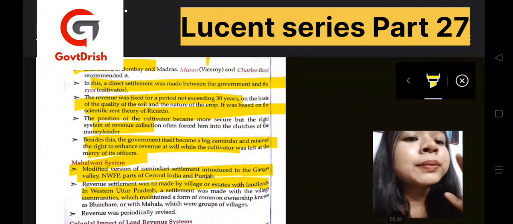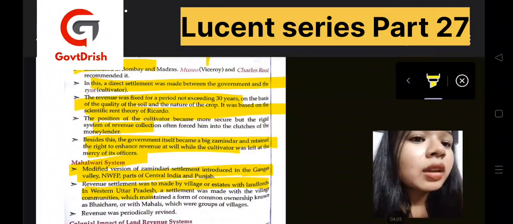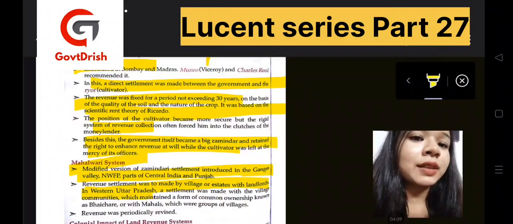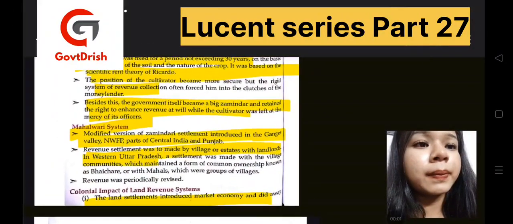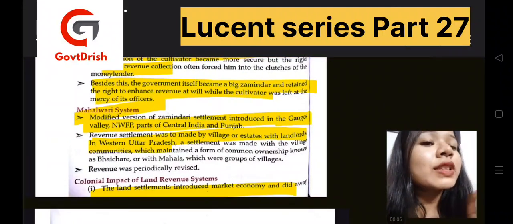And then all the big zamindars had the right of enhancing the revenue at will, while the cultivators were left at the mercy of them.